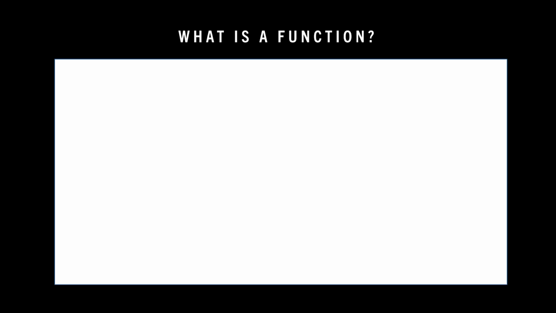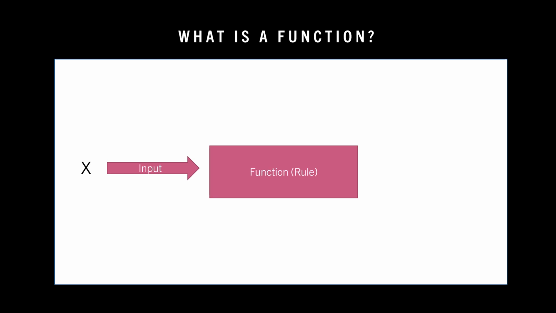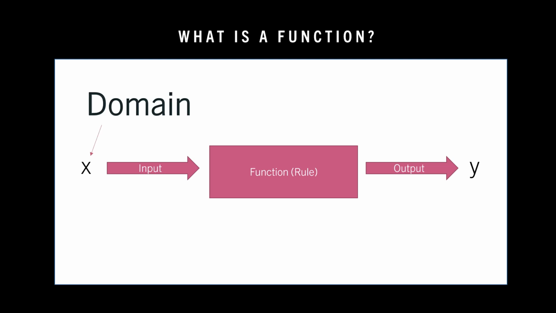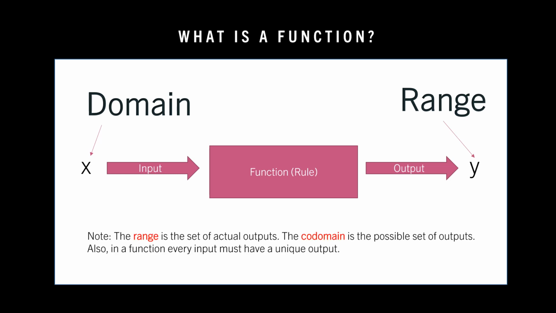What is a function? A function is where you put x, which is an input, into a mathematical rule or function, and you get your output, which is denoted by your y value. The x values are called the domain, and the y values, or the outputs, are called the range.